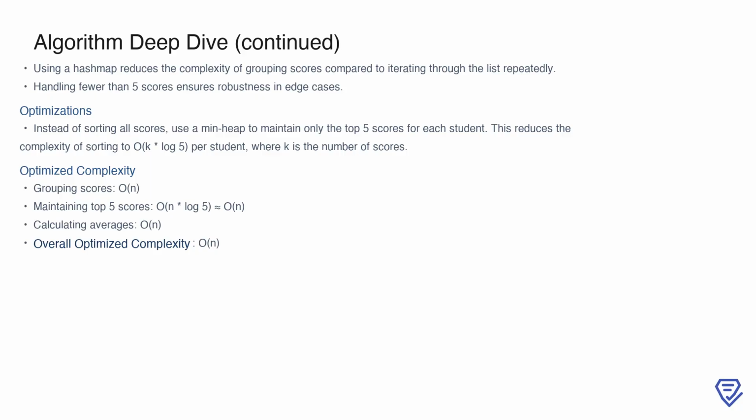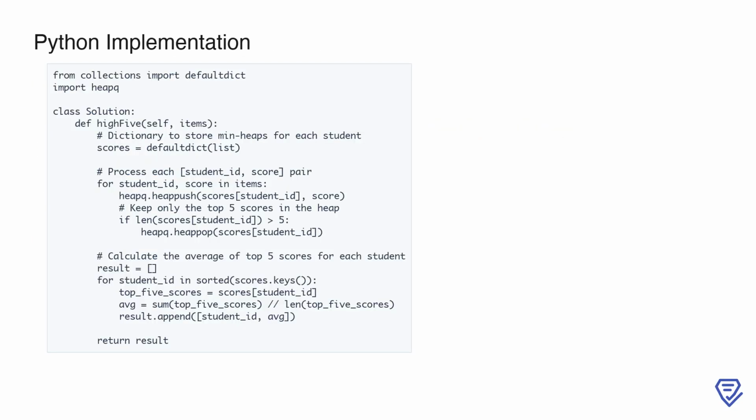Using a hash map to group scores ensures efficient lookups and avoids redundant iterations. This optimization not only improves the algorithm's efficiency but also makes it scalable for larger inputs while handling edge cases like fewer than 5 scores seamlessly. This solution effectively calculates the average of the top 5 scores for each student in a list of scores.